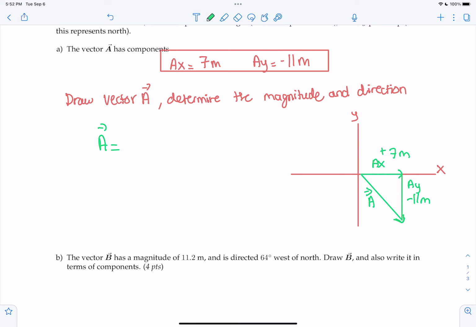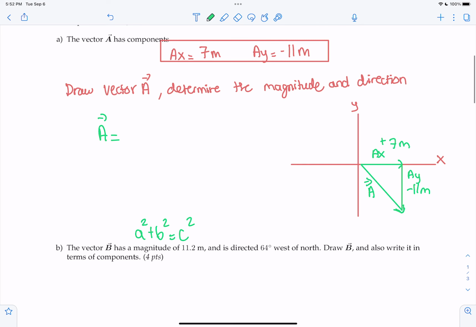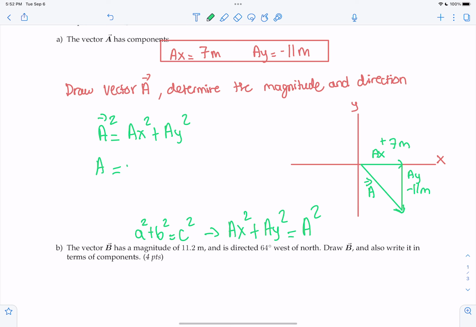So that's, let me draw it down here, a squared plus b squared equals c squared. If we translate that to the problem, that means AX squared plus AY squared will give us A squared. So A squared is equal to AX squared plus AY squared. If we want to solve for that, we just take the square root of the whole thing. The square root of A squared would just be A. And this is equal to the square root of AX squared plus AY squared. We can essentially just start substituting in our values to get our magnitude for A.